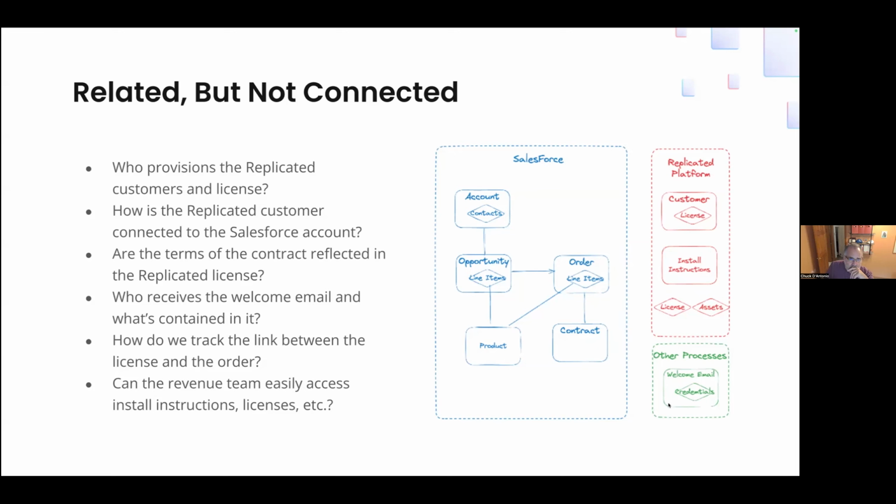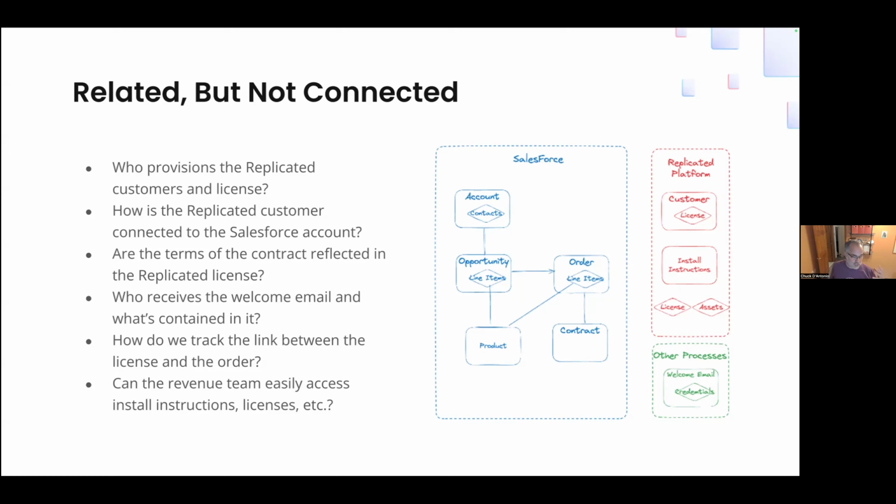But these processes, when I start to think about what's going on, who is going to provision the customer and the license on the replicated platform, right? There's an interesting question. Is it going to be the people who sold the software, the people who built the software? Is it going to be the team that handles making sure that the contract got signed? Who's going to do that? How do we know that this account here in Salesforce is the same as this customer in the replicated platform, right? There's a lot of questions that start to come out about this. Does the license match the contract?